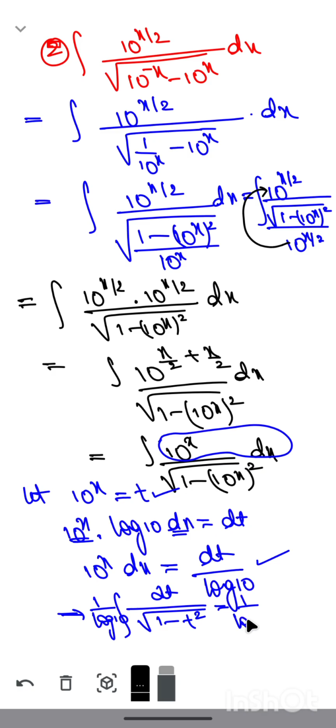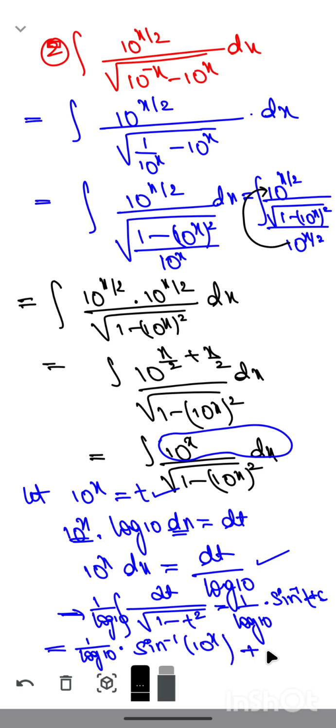When I find the integral of this function, 1 divided by log 10 is a constant, so we write it as it is, and the integration of dt whole divided by root of 1 minus t square is sine inverse of t plus c. So this is our answer. But when the question is given in terms of x, you cannot write the answer in terms of t, so we will substitute back the value of t. What did we take as the value of t? We took t as 10 to the power x, so the final answer will be 1 divided by log 10 into sine inverse of t. What is the value of t? t is nothing but 10 to the power x, plus c.